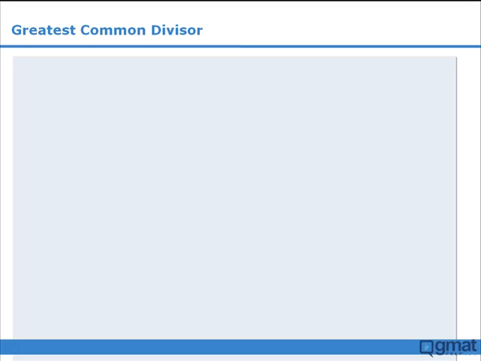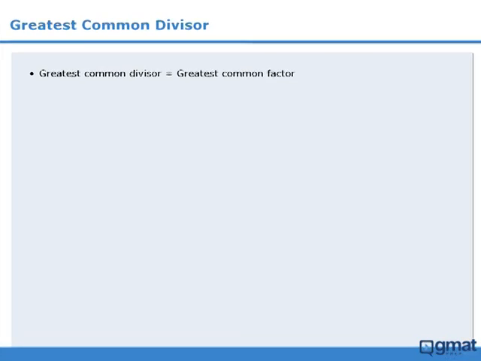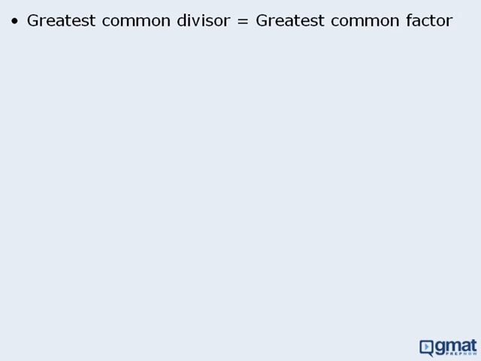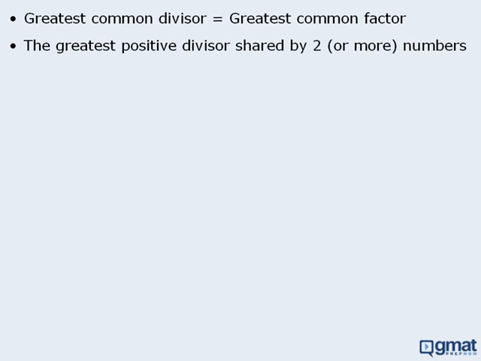In this lesson, we'll learn all about greatest common divisors. To begin, the greatest common divisor is the same as the greatest common factor, so you'll see these two terms used interchangeably. Now, the greatest common divisor is the greatest positive divisor shared by two or more numbers.